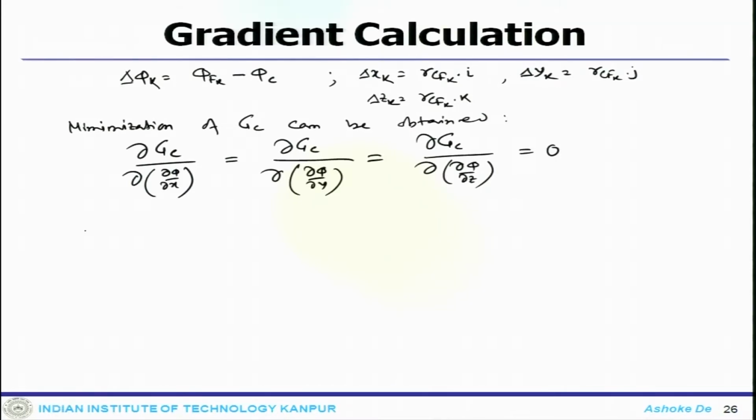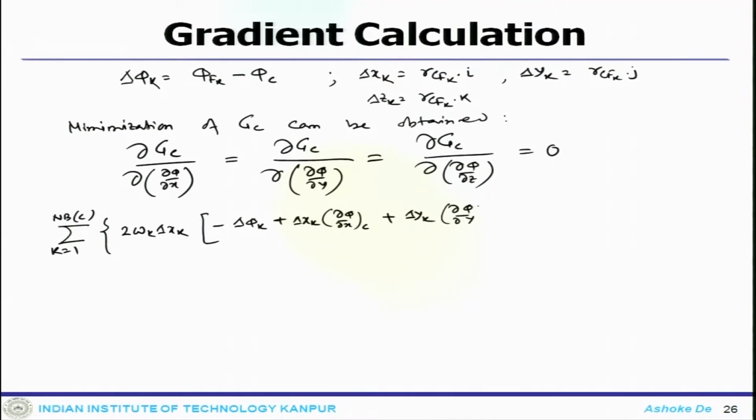some sort of an involved mathematical expression: sum over k equals 1 to NBC of 2 Wk [Δxk minus Δφk plus Δxk ∂φ/∂x at C, Δyk ∂φ/∂y at C, plus Δzk ∂φ/∂z at C], which is 0, number 1. So, that comes from the first expression.